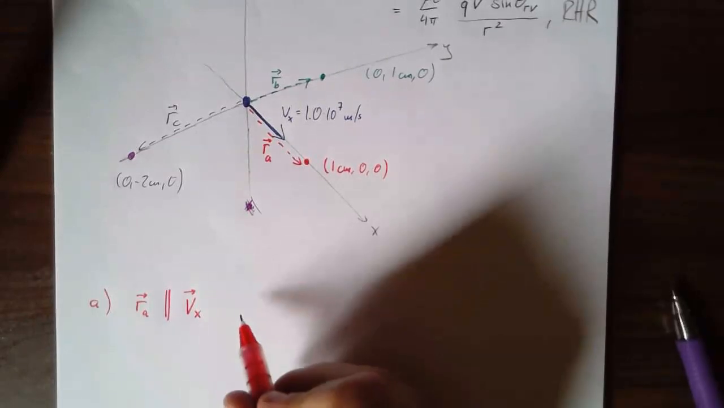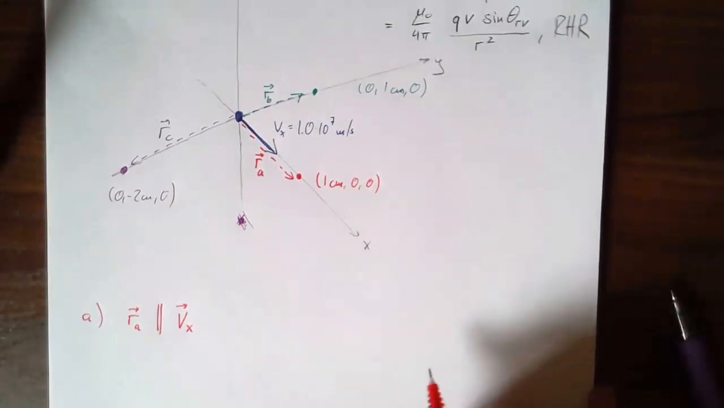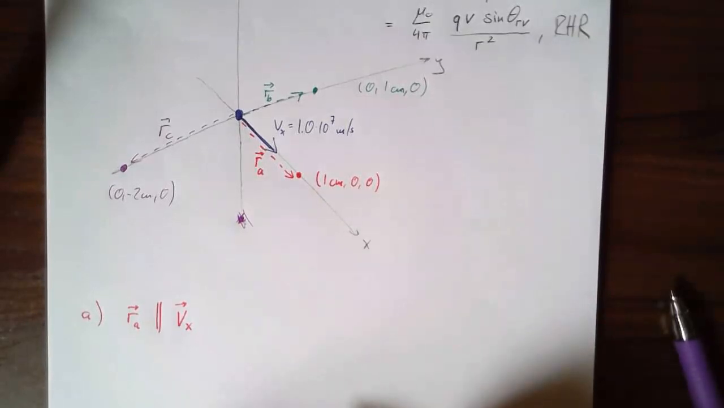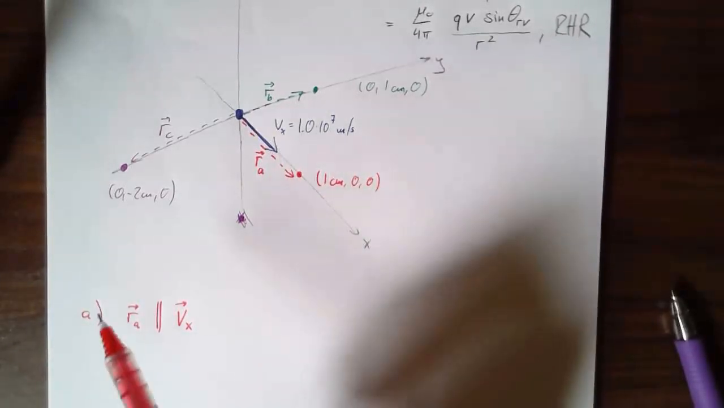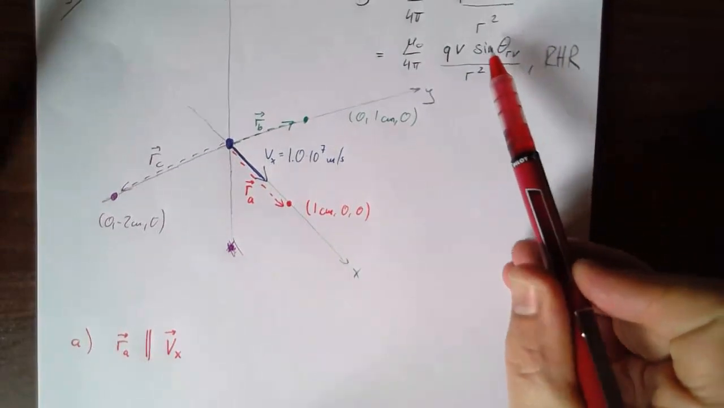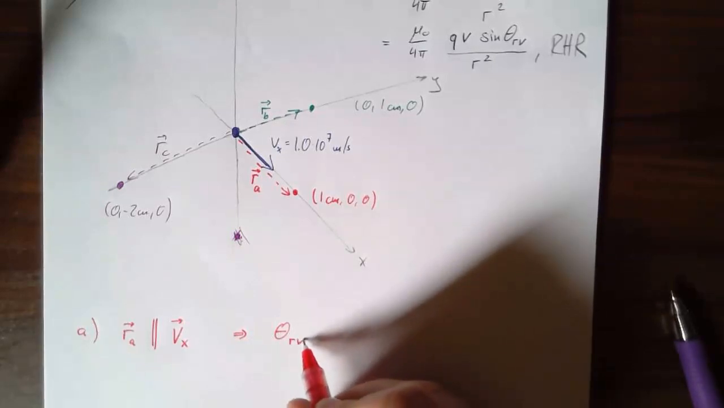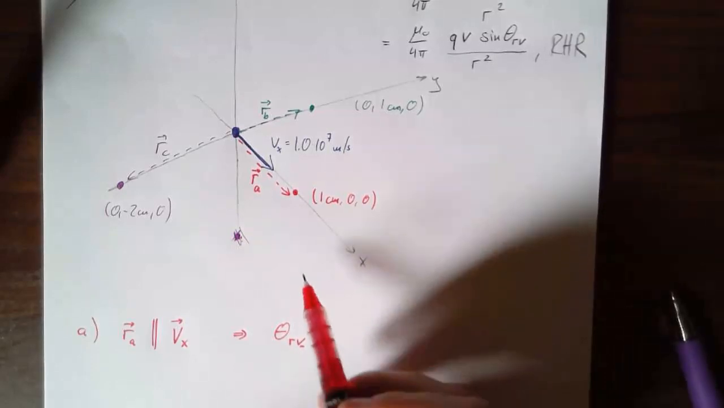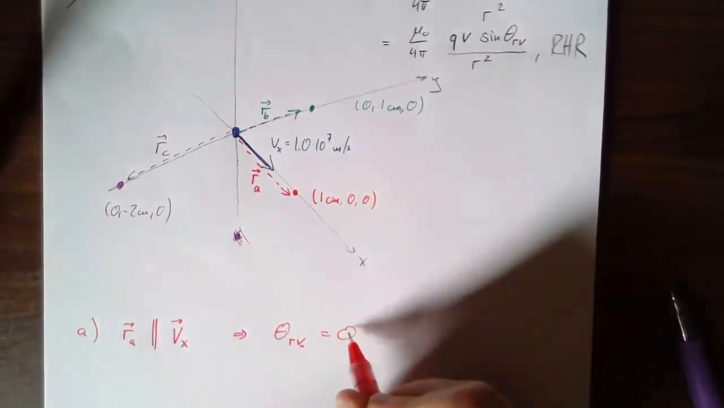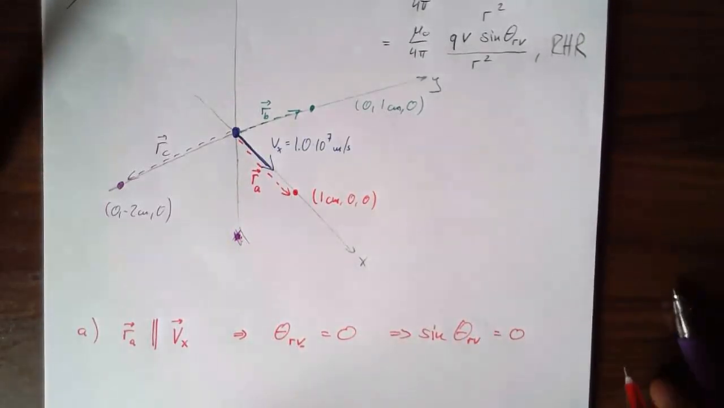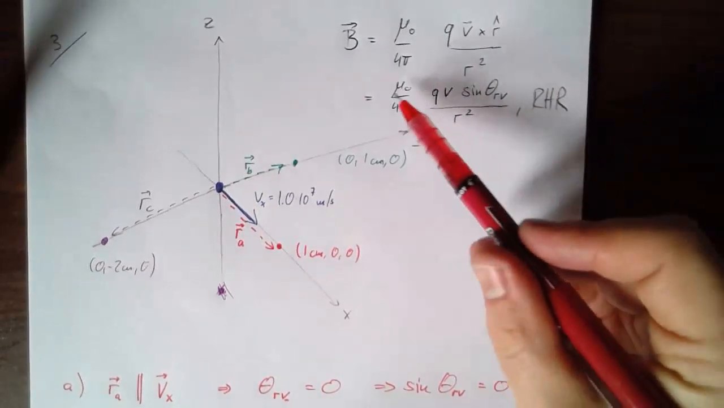What does that mean? It means the angle between them is 0. Now, if you remember your cross products, because you've watched the lecture videos on that, you remember that the cross product is 0 when the two vectors are parallel to each other. And we see this right here in this expression. Because if they're parallel, it implies the angle between them, I'm going to call this subscript RV, which means the angle between R and V, the displacement and the velocity, is 0. So the sine of the angle is 0. Well, then that whole thing is 0.